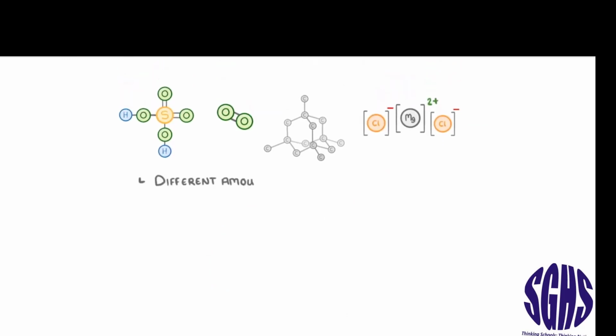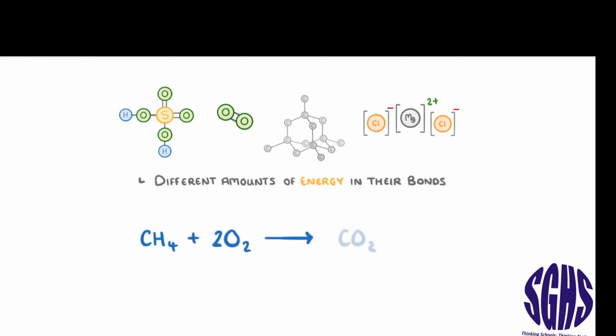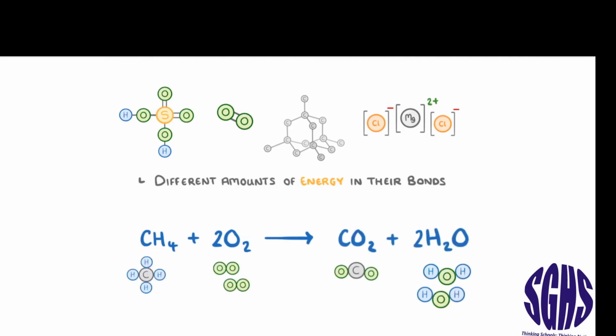Now, the important concept to understand in this topic is that different chemicals store different amounts of energy in their bonds. For example, if we took the reaction methane plus oxygen goes to form carbon dioxide and water, then each of these different molecules would hold a different amount of energy. Or in other words, they'd each have different amounts of energy in their chemical energy stores.